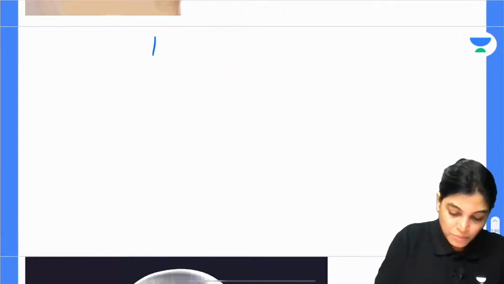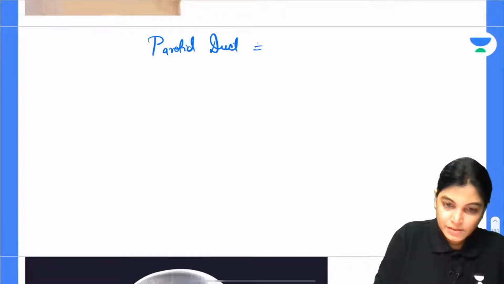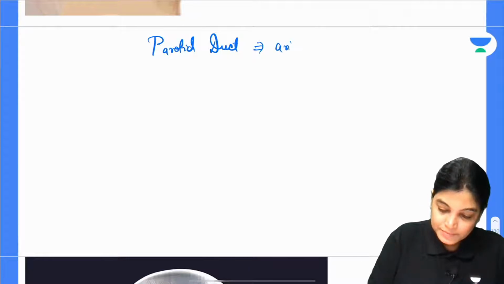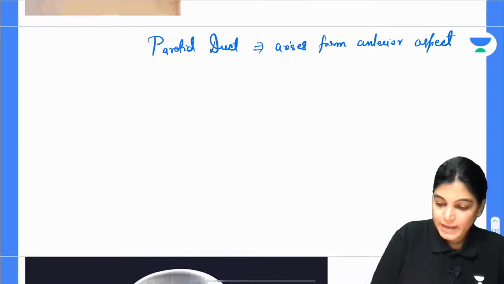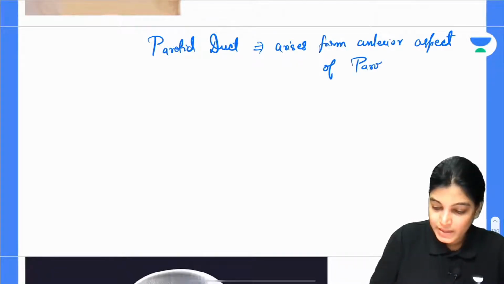So write down: the parotid duct arises from the anterior aspect of the parotid gland.